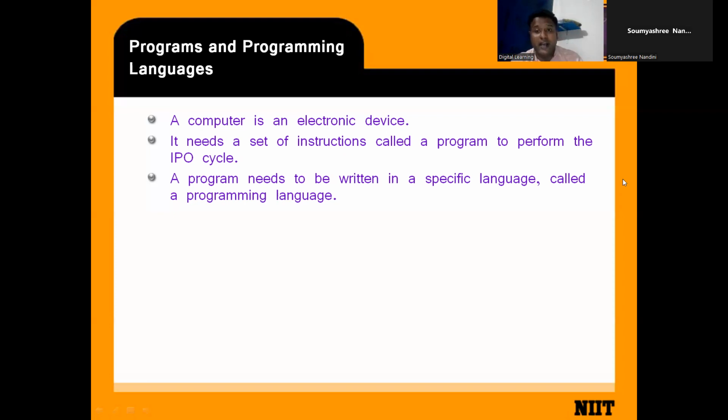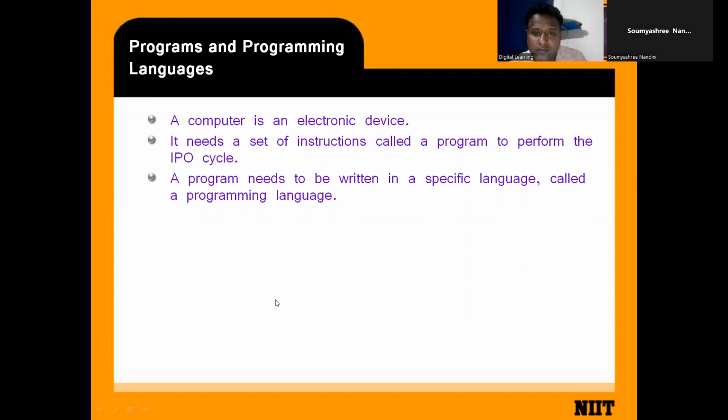Because the computer knows the 0 and 1 format, and if you want to pass every instruction in the form of 0 and 1, it is very difficult for anybody. We cannot remember any instruction with numbers. Suppose anybody asks you to tell the numbers of your 10 friends, it is quite impossible. Numbers we cannot remember. If you ask for names, we can say 100 names. But if you ask for numbers, then it is not possible.